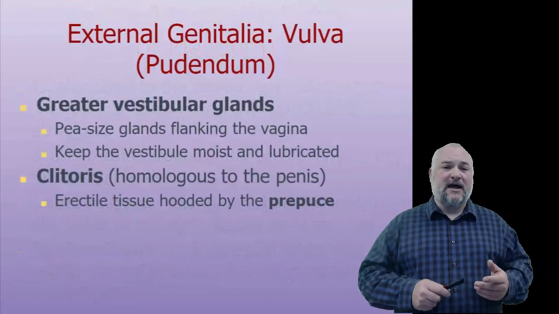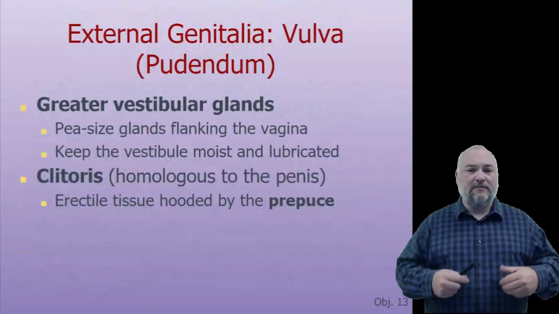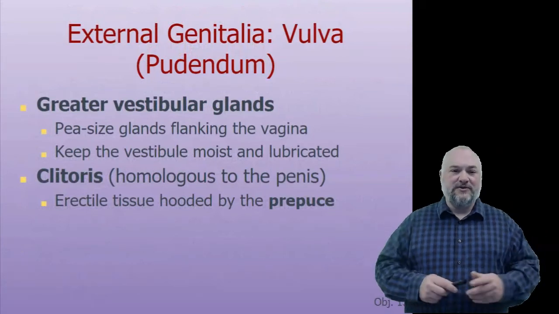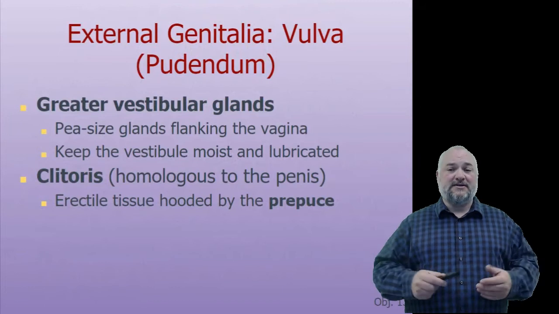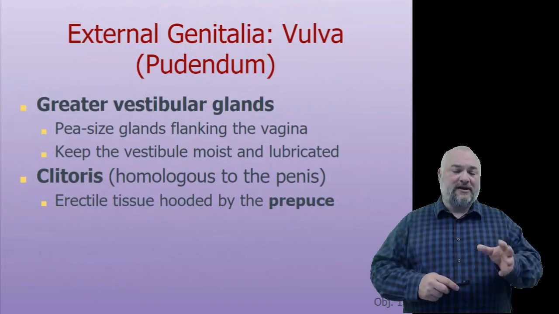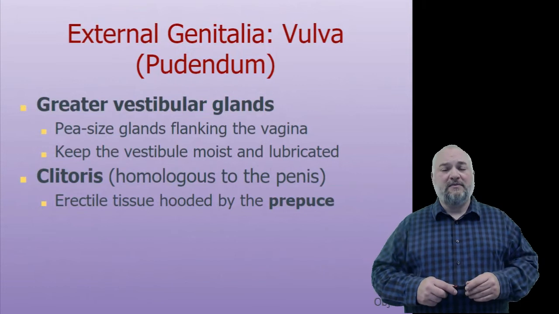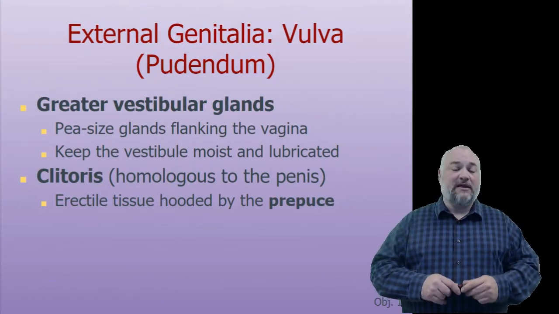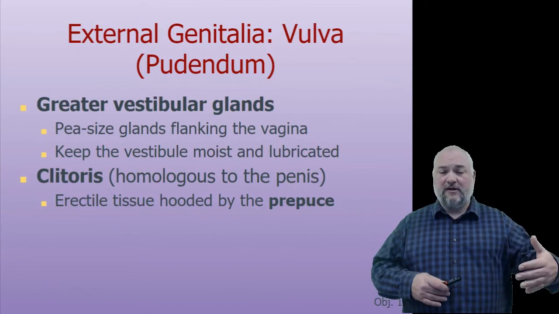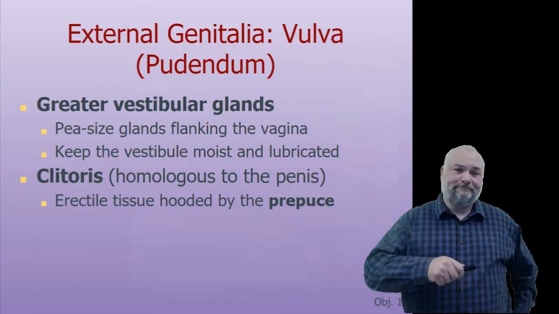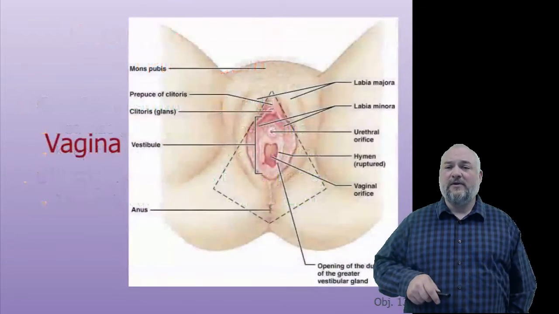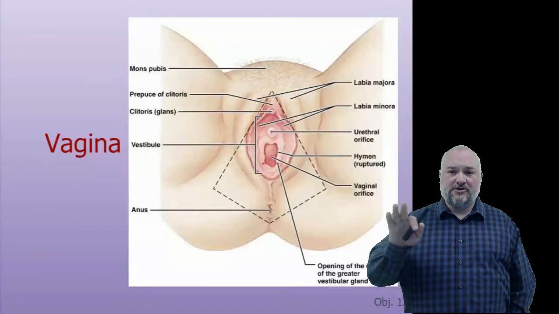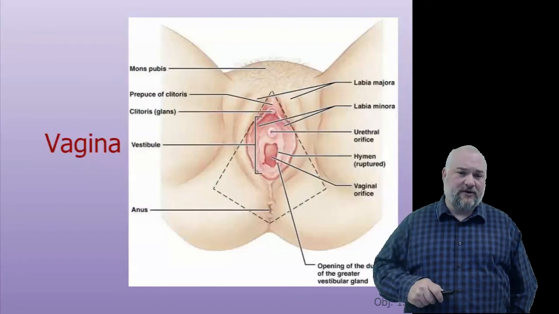Greater vestibular glands, pea-sized little glands flanking the vagina, and they keep the vestibule moist and lubricated. I know you guys hate the word moist, but it's the best word to use. And then the clitoris, which is homologous to the penis, as most people know. It is erectile tissue in the same way the penis is, and it does become erect when stimulated, is hooded by the prepuce, which is similar to the male penis, which has a foreskin. So here we can see those again. I'll let you take a look here. You can pause the video and make sure you can identify each of those parts we just talked about.